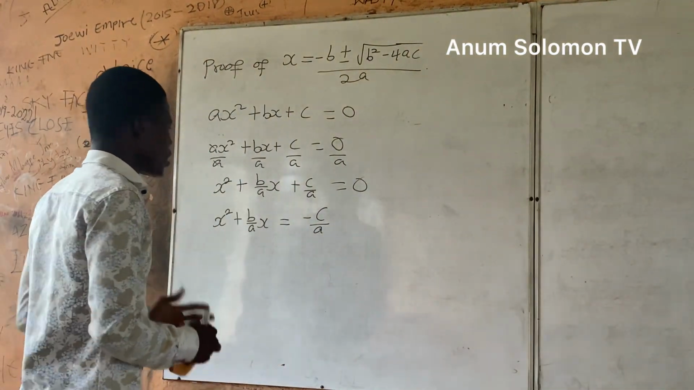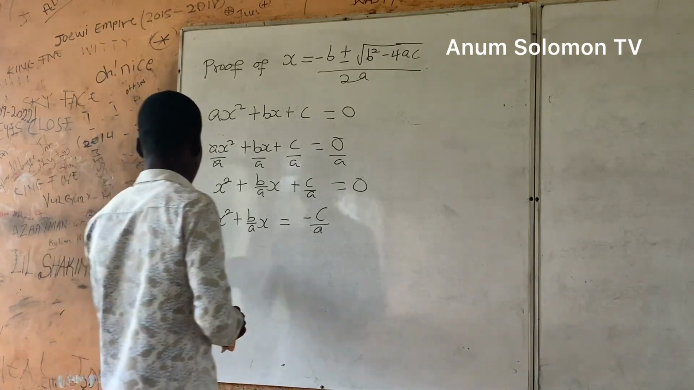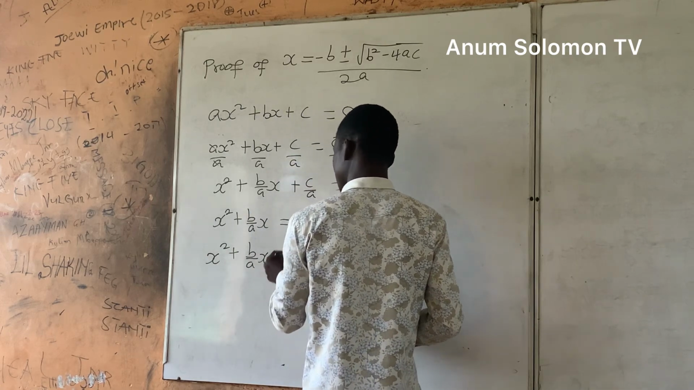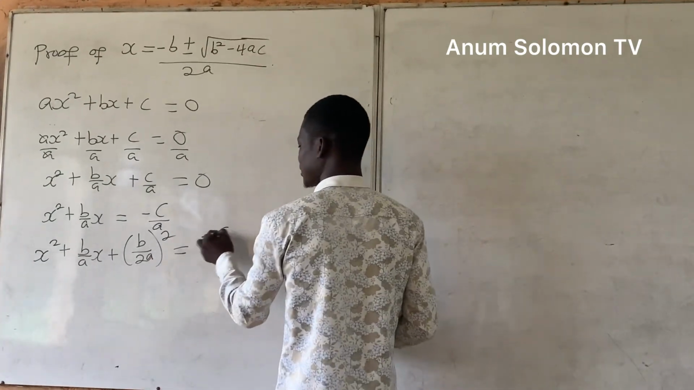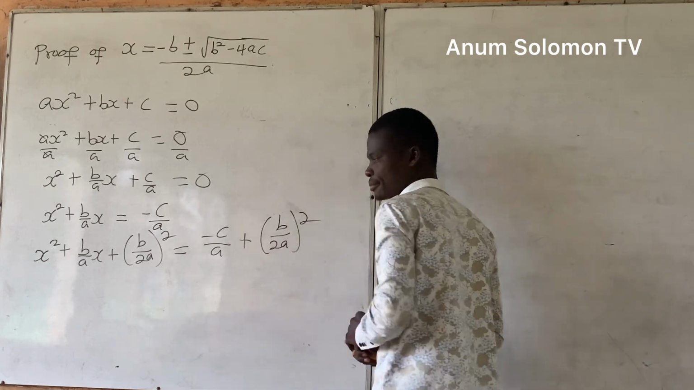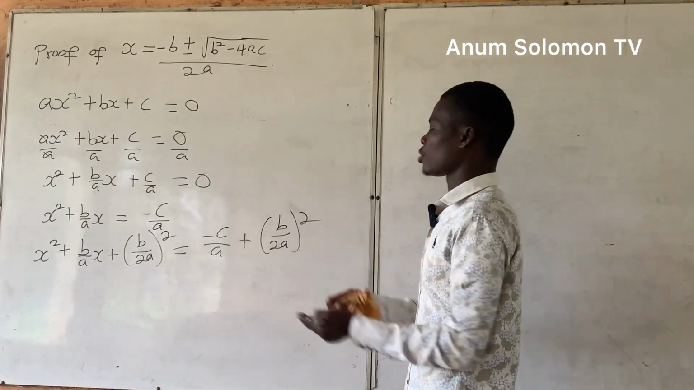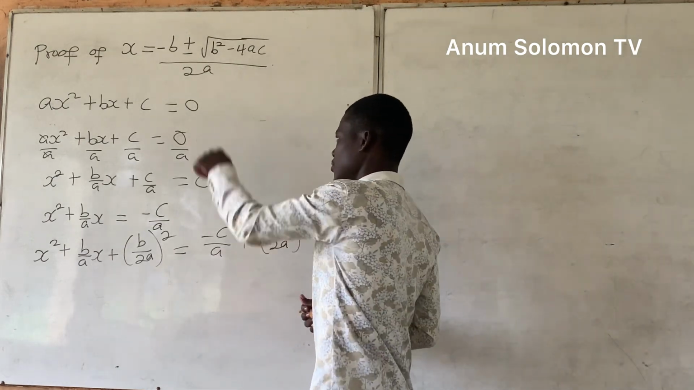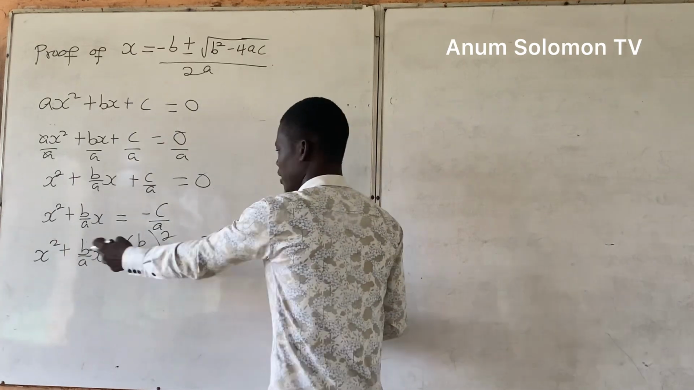When we get the b over 2a, we have to square it and add it to both sides. So we have x squared plus b over a x plus b over 2a all squared is equal to minus c over a plus b over 2a all squared. Now this is how to solve a quadratic equation using the method of completing squares.